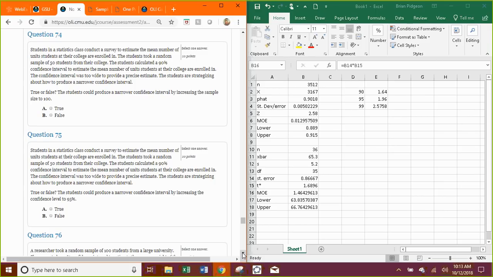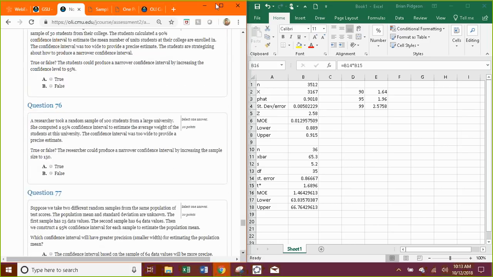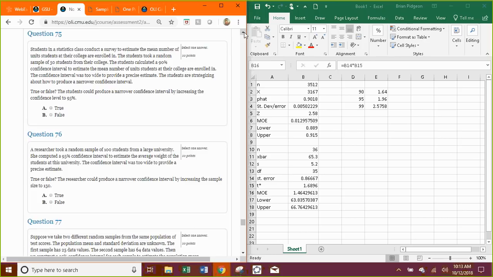True or false? These students could produce a narrower confidence interval by increasing the sample size. That is true. Increasing the sample size reduces the variability, producing a narrower confidence interval. Wow, they're really hitting home with this one.